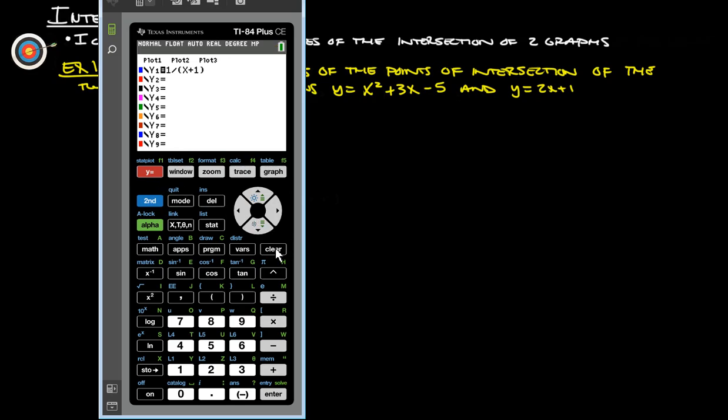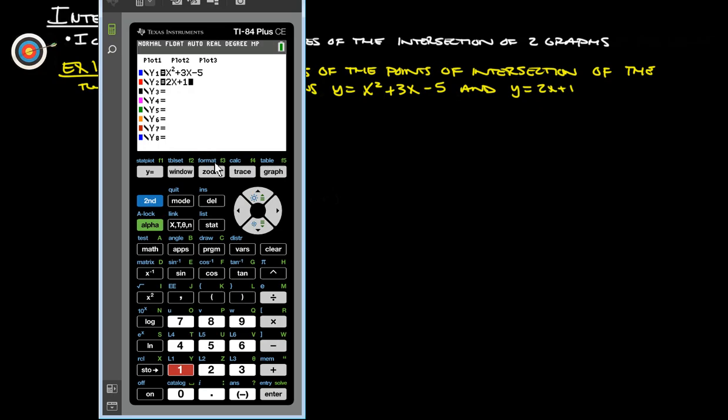So let's try this out. I'm going to show you these. Okay, so we're going to simply enter this in just like it looks. Here's our x. That's always our variable button, X,T,theta,n. So x squared plus 3x minus 5 is the first one, and then we'll go to the second one. That's 2x plus 1. 2x plus 1, okay?